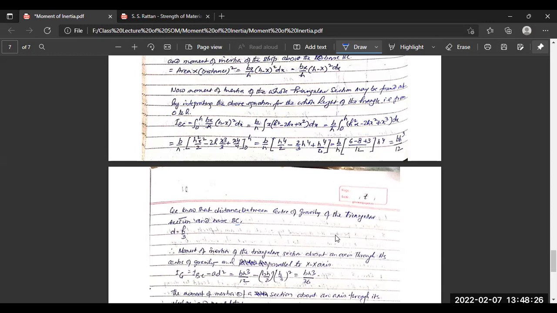Now, the moment of inertia of the triangular section about an axis through the CG and parallel to the x-axis is IG equal to IBC minus A into d square. So IG is equal to b into h cube divided by 12 minus b into h by 2, which is the area of the triangle, half base into altitude, multiplied by the distance of the CG from the base, that is h by 3, taken twice. So this is equal to b into h cube by 36.